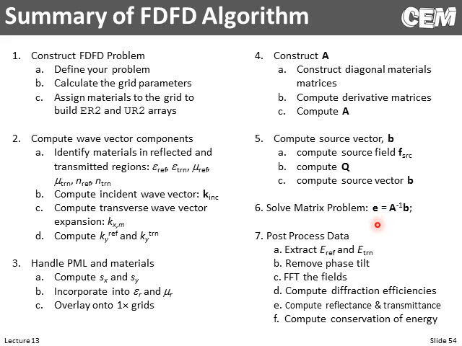Now all we do is post-process it to calculate some meaningful things. We'll extract the electric field from the reflection and transmission regions. We'll remove the phase tilt, so we're just left with the amplitude portions. We'll FFT those to calculate the amplitudes of the spatial harmonics. Now we have the amplitudes, and we also have all the wave vector information. We can calculate the diffraction efficiencies. Then we add all those up to get reflectance and transmittance, and then we add those up to look for conservation of energy.